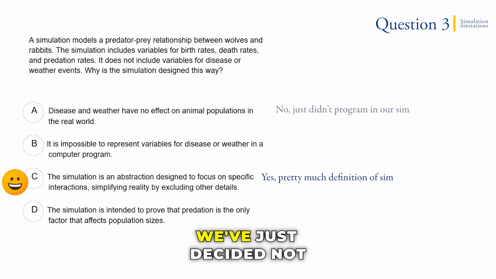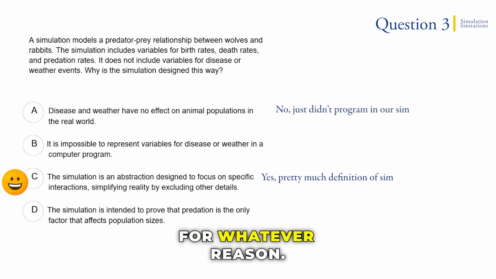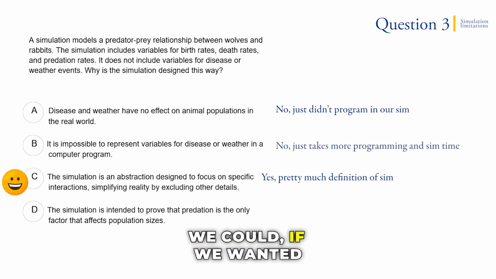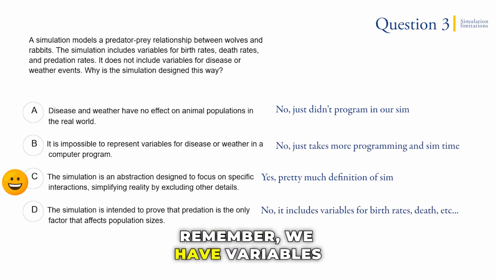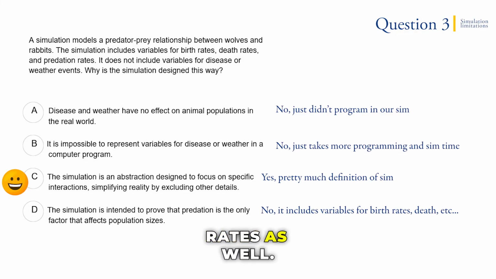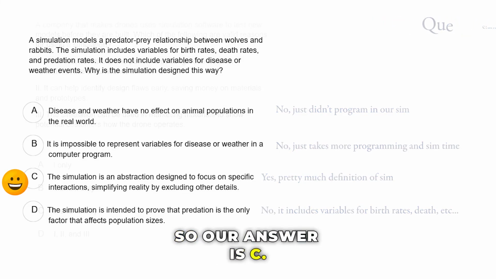A is not correct. We've just decided not to program these things for whatever reason. B is not correct. We could if we wanted to, just for whatever reason we have not. And D is not true. Remember, we have variables for birth rates and death rates as well. So our answer is C.